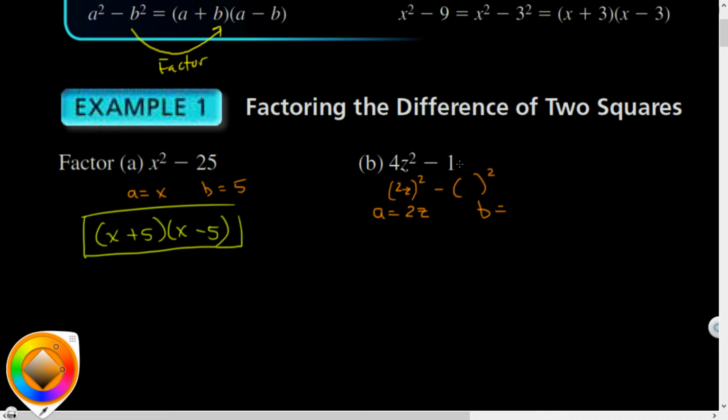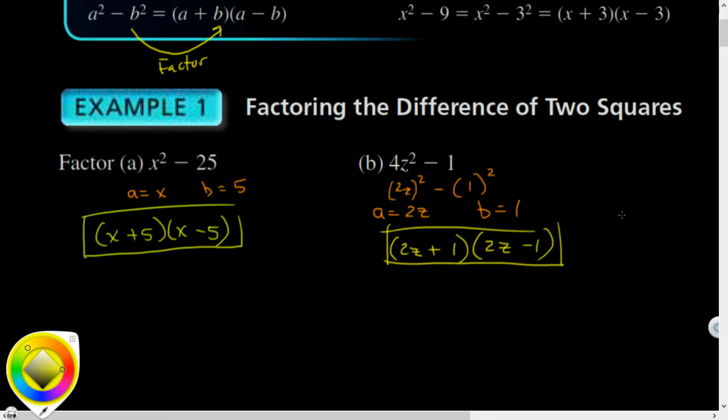And what squared is equal to 1? 1 times 1 is 1, so b is equal to 1. And watch this. This is just going to now plug it in for a plus b, a minus b. So a is 2z plus b, which is 1, times a minus b. So 2z minus 1. Factored. Done. 1 and done.